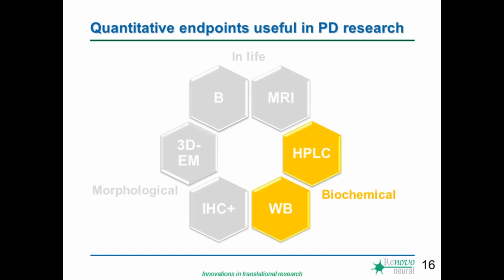We made the most of in-life techniques. Now it's time for tissue collection. But how will we evaluate the animals on a biochemical level? Two classical methods for understanding neurodegenerative diseases are HPLC and Western blot.